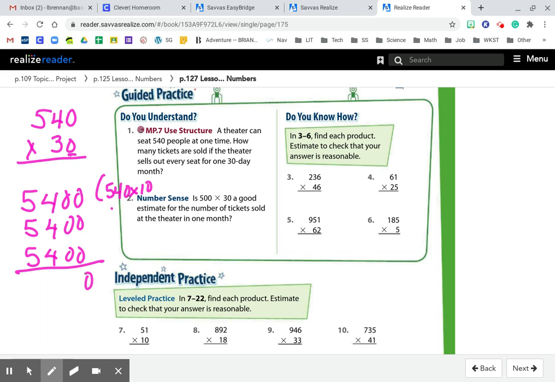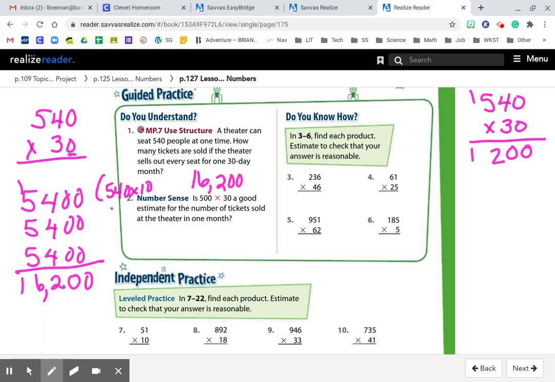For those of you that are still really not comfortable with your times tables, but you feel really strong in addition, you can always use that strategy. So our answer is 16,200. If you do use the traditional algorithm, 540 times 30, 0 times 540 is 0. 30 times 0 is 0. 3 times 4 is 12. 3 times 5 is 15 plus 1 is 16. So that's using our traditional algorithm.